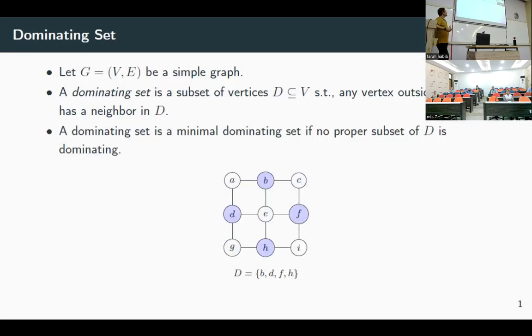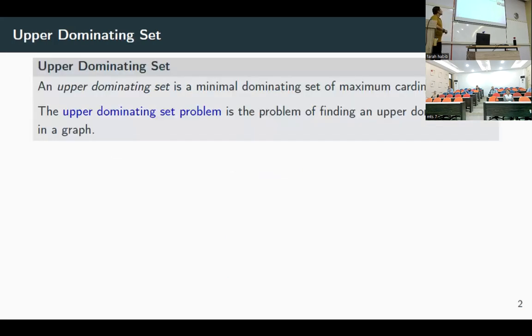So I can say that if I look at this set, this is a dominating set. This is also a minimal dominating set. It's also a minimum dominating set. So we define another problem based on dominating set, which is called the upper dominating set.